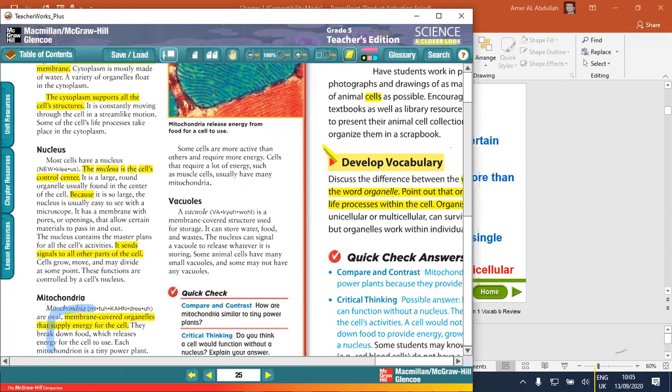For example, the cell of your heart is different from the cell of your what? Brain. Excellent. Muscle cells usually have many mitochondria, like 10 or more.